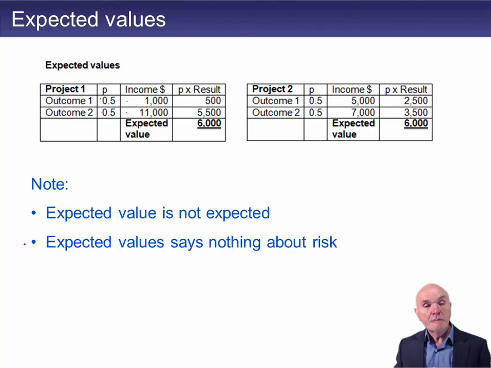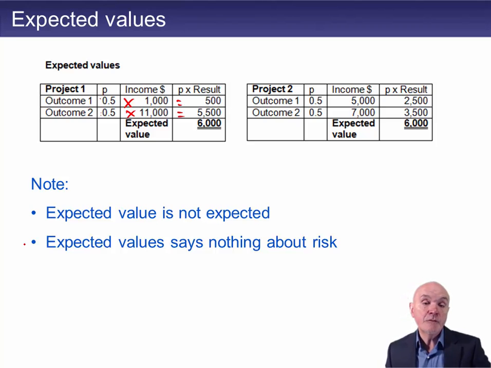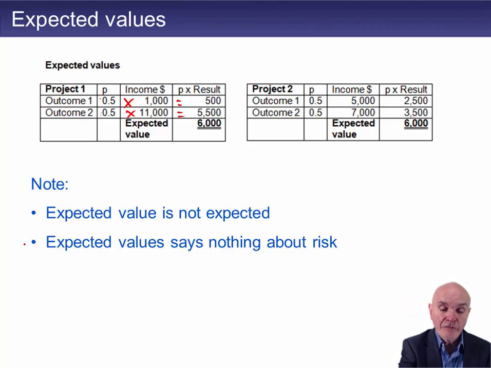So we don't know what we're going to be getting, but what expected values does is it weights the outcomes with the probabilities. So it says there's a 0.5 chance of getting 1,000, so that times that equals that. And a 0.5 chance of getting 11,000, so that times that equals that. And you add it up and you get an expected value. Similarly, if we tried project 2, 0.5 chance of getting 5,000, 0.5 chance of getting 7,000, expected value of 6,000. So here we have 2 projects with the same expected values, really. And this would imply you can't decide between them.